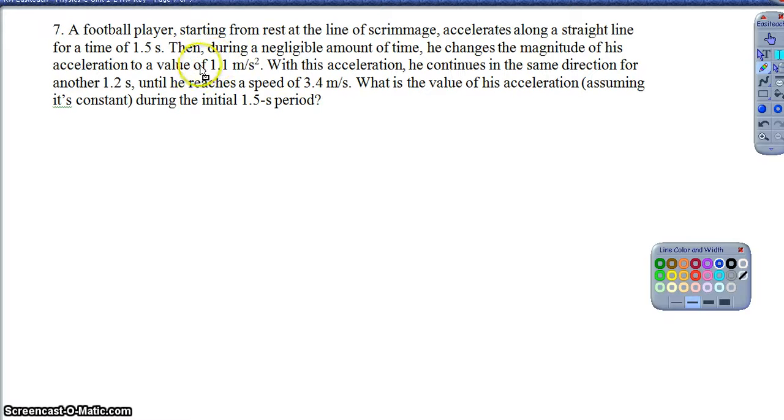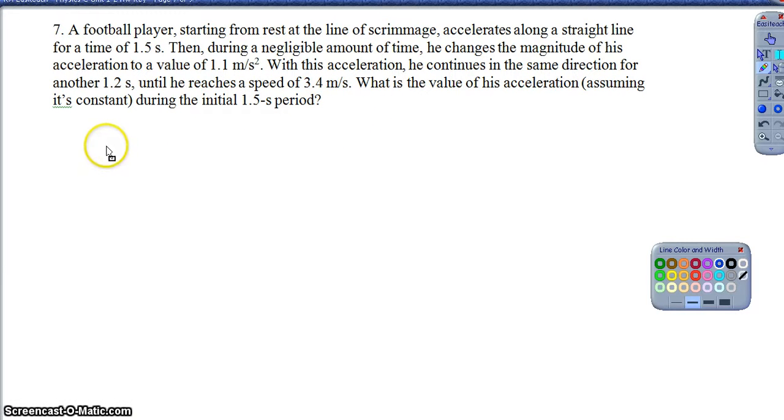So in particular, just kind of going through the measurements. He's moving in a straight line. He accelerates initially for 1.5 seconds. Then during a negligible amount of time, he changes the magnitude of the acceleration to 1.1. With the new acceleration, he continues in the same direction for 1.2 seconds until he reaches a speed of 3.4. What was his acceleration during that initial period?